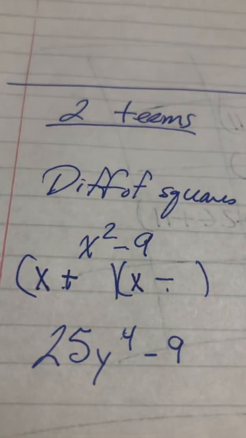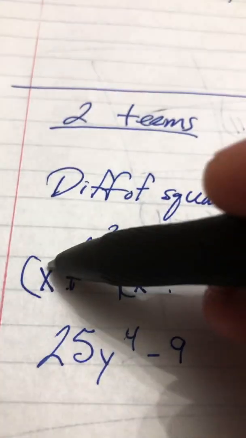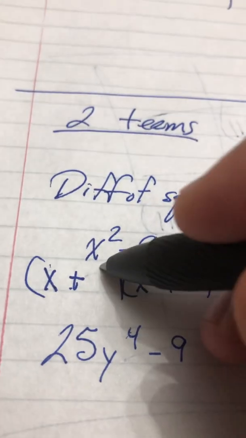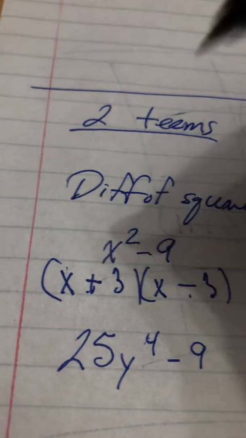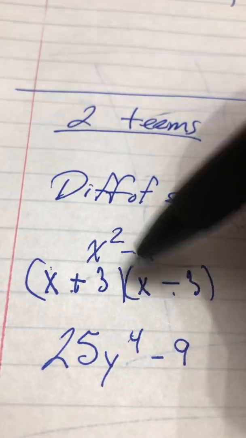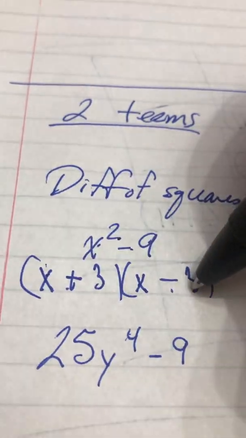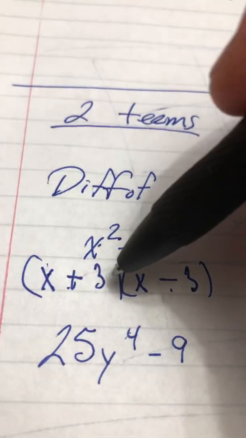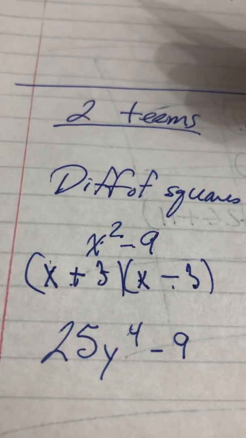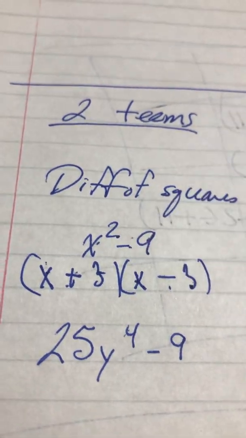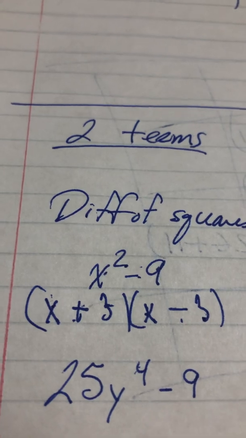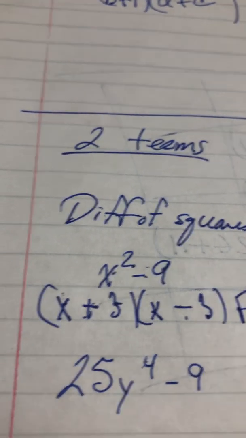So you ask yourself, what's the square root of x squared? It's x. And so you put them there and there. And what's the square root of 9? It's 3 and 3. And so you actually are just going to multiply that out to check it. So x times x is x squared. X times negative 3 is negative 3x. 3 times x is a positive 3x. And those eliminate. A positive 3 times a negative 3 gives me my negative 9. So that has been factored.